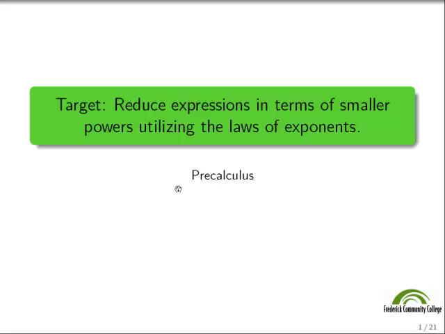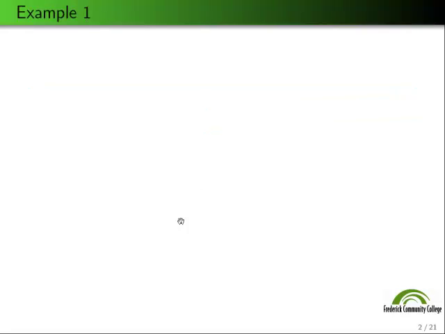The learning target: reduce expressions in terms of smaller powers utilizing the laws of exponents. Our first example, write 5 to the third times 25 to the 2000 as a power of 5.